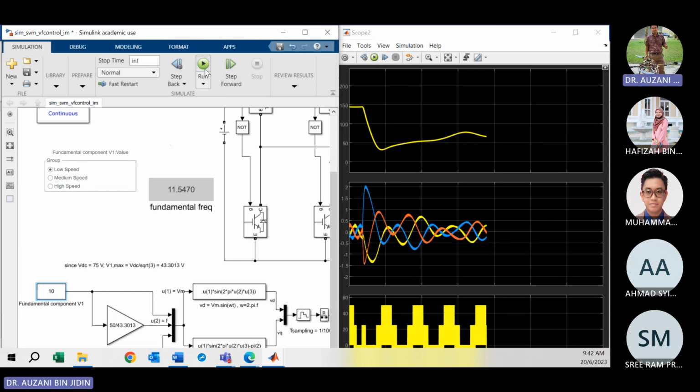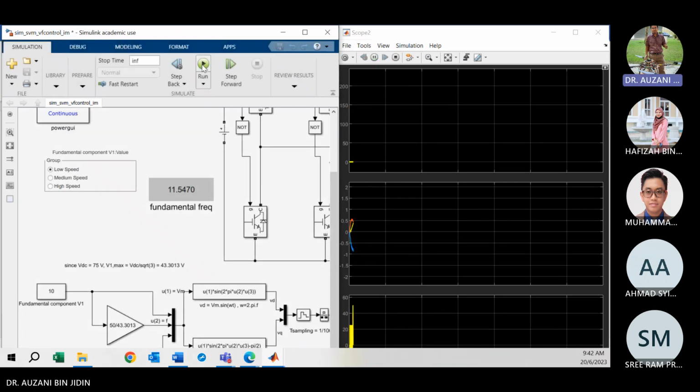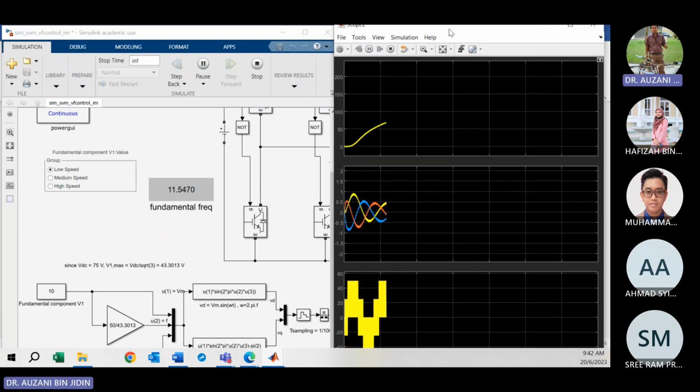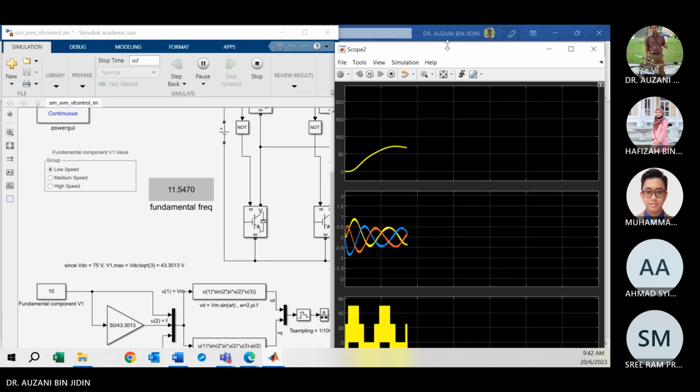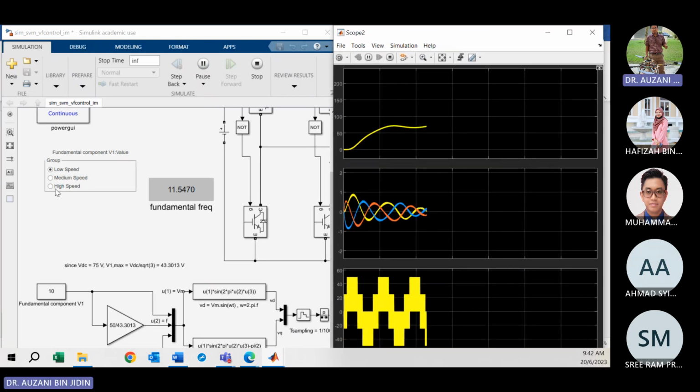Okay, so let's say I run. Initially the speed is low because I set the fundamental voltage to 10. Okay, run. At the same time, please observe the waveform. This one is for 10, low speed. So this is the speed waveform.